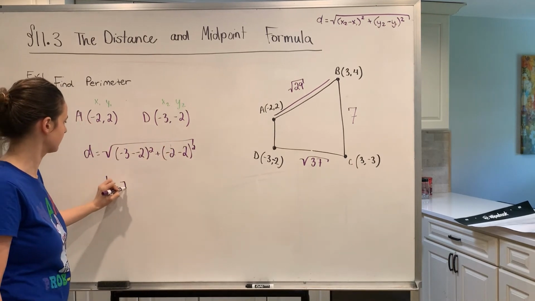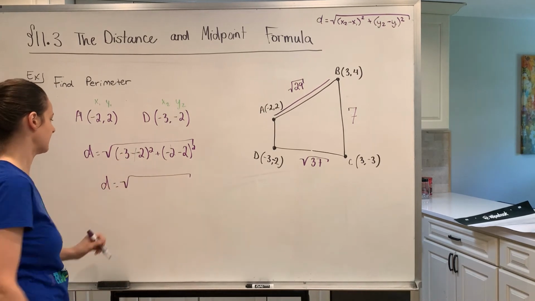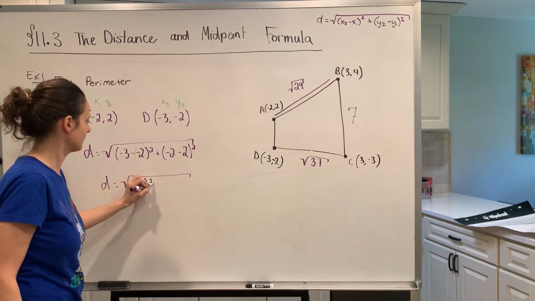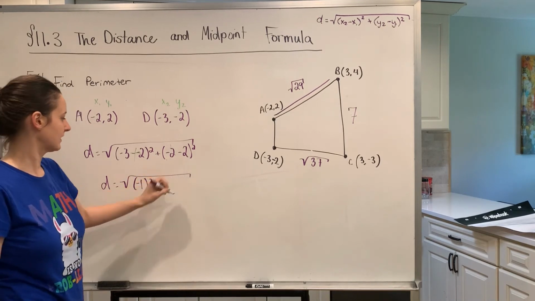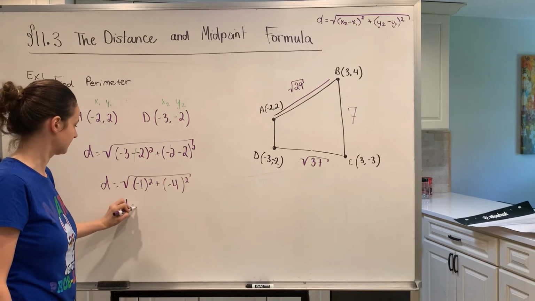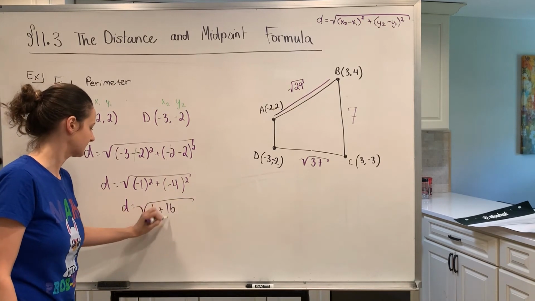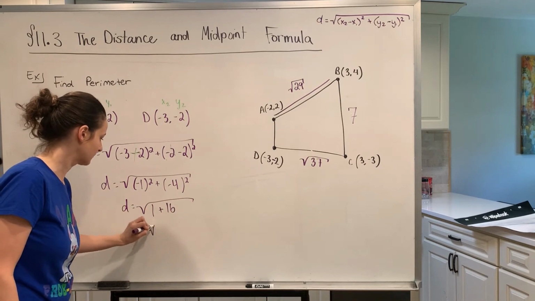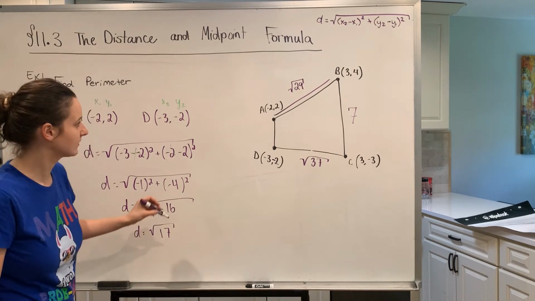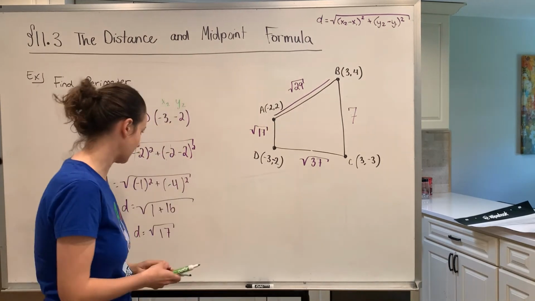So the distance is going to be equal to -3 plus 2, two negatives make it positive, -1 squared plus -2 minus 2, -4 squared. That distance is now, evaluate your exponents, -1 squared is 1 plus 16, and we end up with the square root of 17. So now I know the values of all the sides of my quadrilateral, okay?